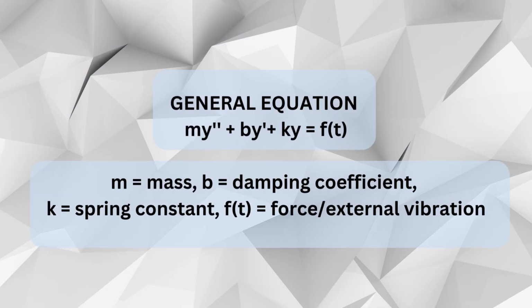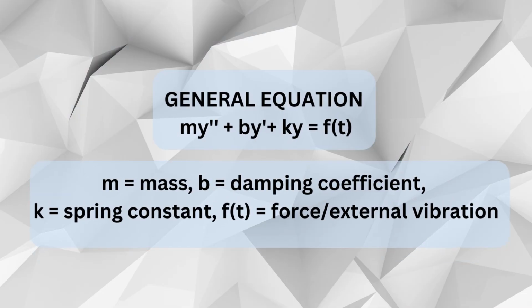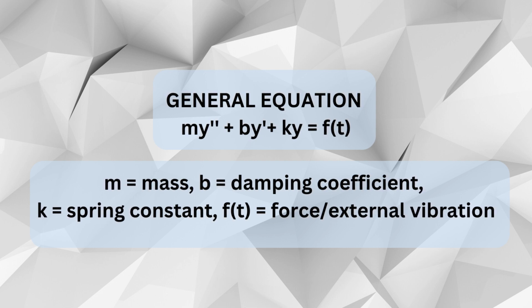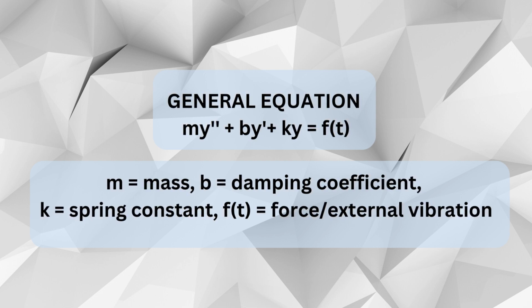To apply the second order differentiation into mechanical vibration, first we need the general equation. The general equation is my'' + by' + ky = f(t). The variables are: m is mass, b is the damping coefficient, k is the spring constant, and f(t) is the force or external vibration that is applied to the system.